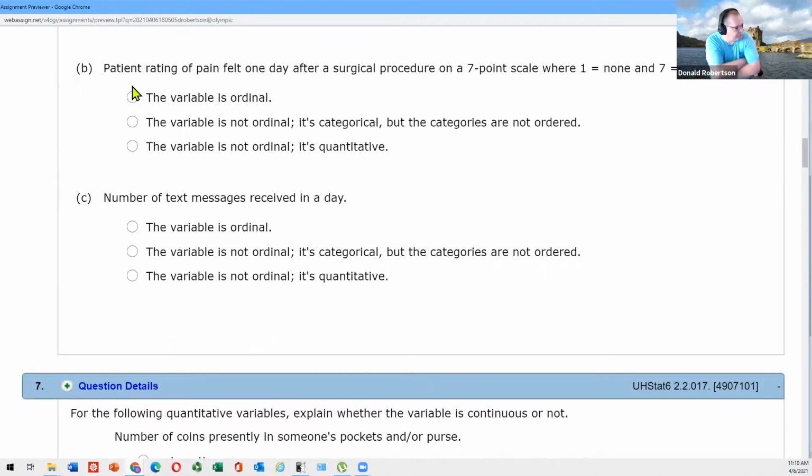A patient is giving a rating of the pain felt one day after a surgical procedure, and this one is on a 7-point scale from 1 to 7. So you can imagine 1, nah, don't feel anything, to 7, cut the thing off, please, I'm dying, or whatever. What is that data? Which one of those 3 choices is it? Ordinal. Agreed.